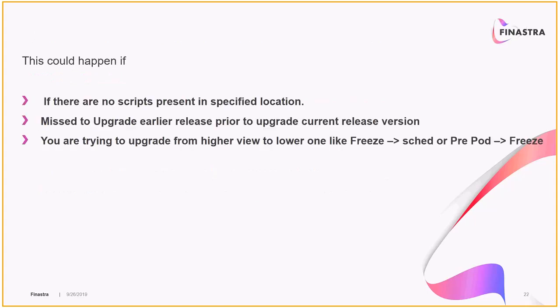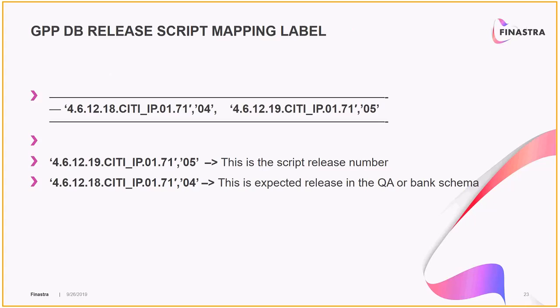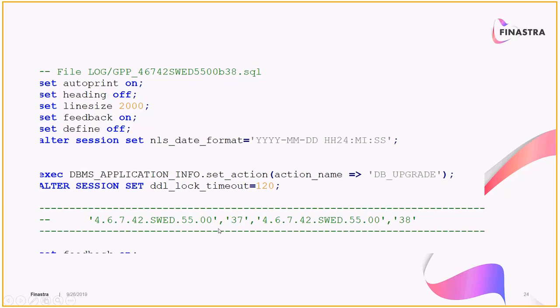How does it upgrade sequentially? If you visit the release scripts, there are two sections at the top. One section at the top is what we call the mapping. This is from the script. In the top, after certain SQL statements, we see the mapping section. So what does this mean? This is the version that is supposed to be in the schema where you want to upgrade.